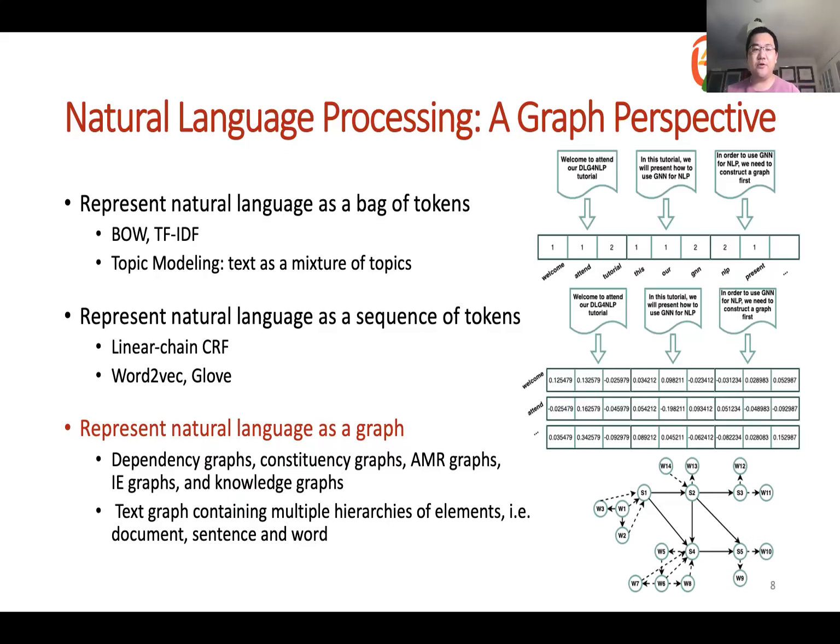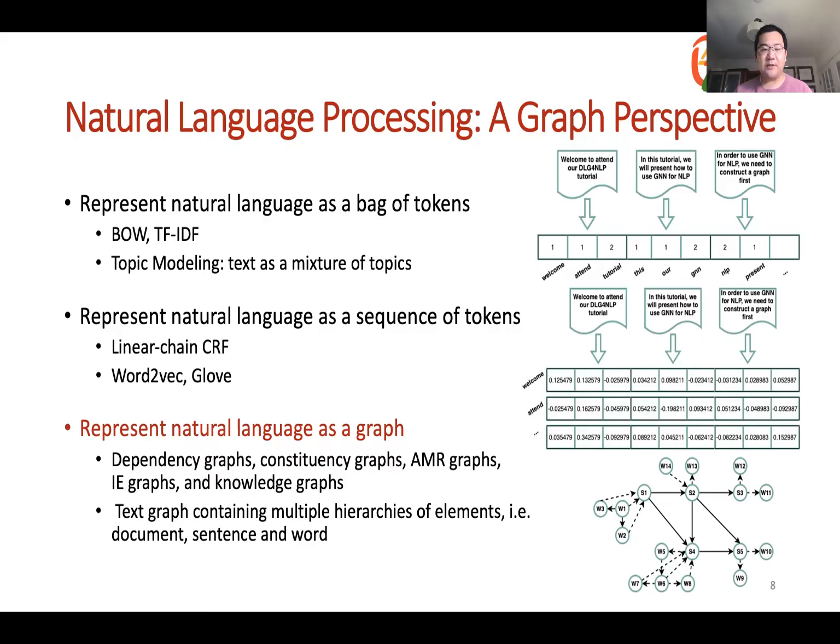So later people tried to represent natural language as a sequence of tokens, where people train a model to represent each word token as a dense vector. Successful techniques like word2vec and GloVe have demonstrated that it's very powerful to capture the semantic representation of each word token. And that's what paved the foundation for modern NLP.